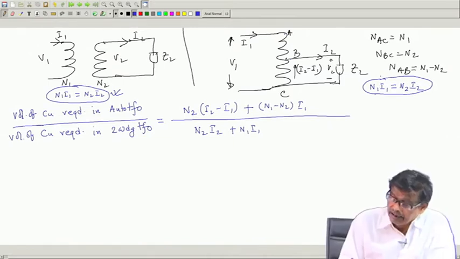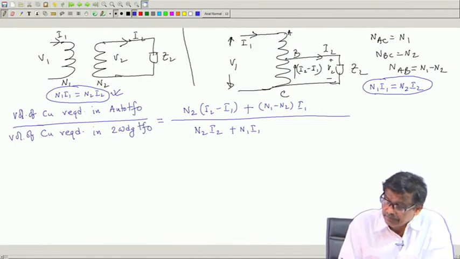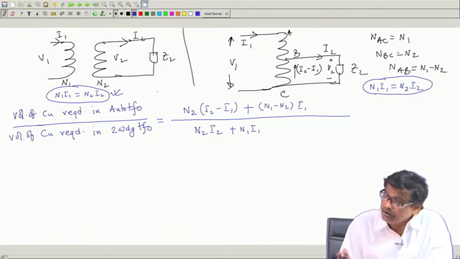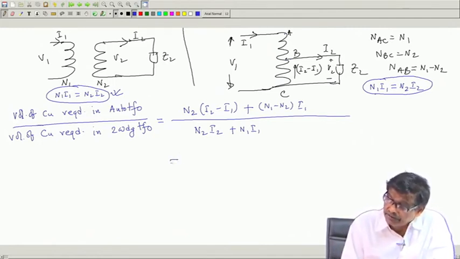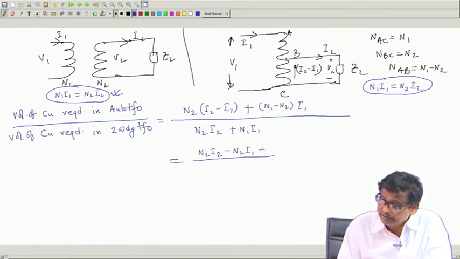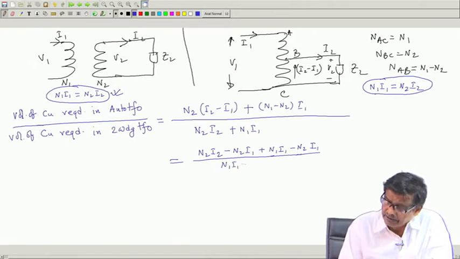Okay. Then that constant of proportionality will be the same, that will cancel out, it is proportional mind you, and I am taking the ratios. Then what you do is this: the numerator is N2 I2 minus N2 I1, just open the brackets, plus N1 I1 and this will be minus N2 into I1, and below it is N1 I1 plus N2 I2. This is the thing.